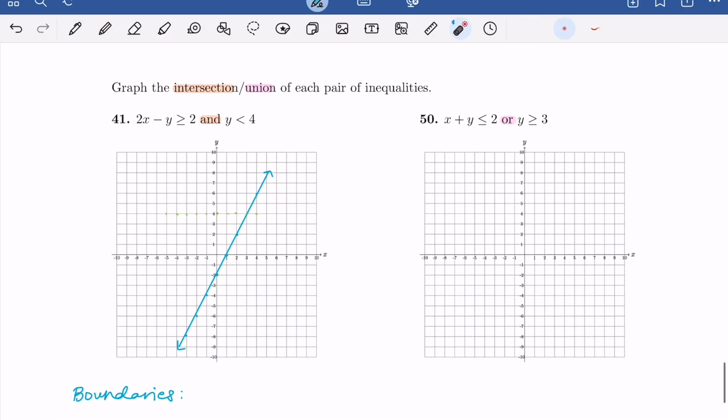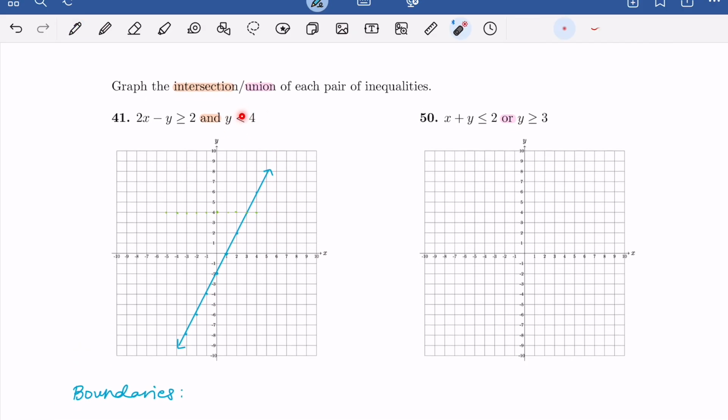Now going back to this original inequality, we have y is less than 4, so it's not going to include anything on this line. So we're going to indicate that with this dashed line here.